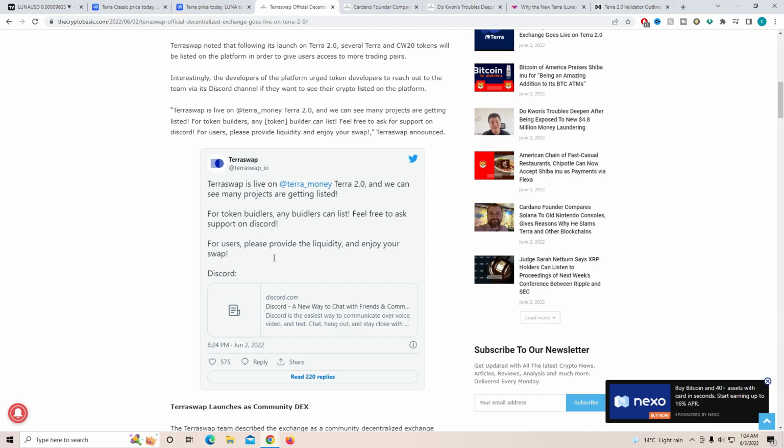Now this is really good because this opens up the way for people to start creating their projects on Terra 2.0. Until this was released, there was no way for any blockchain project to start building on Terra 2.0, but now this is being opened up. As more and more projects are built on the Terra blockchain, over time people will be putting their money into it and the ecosystem will start to grow.